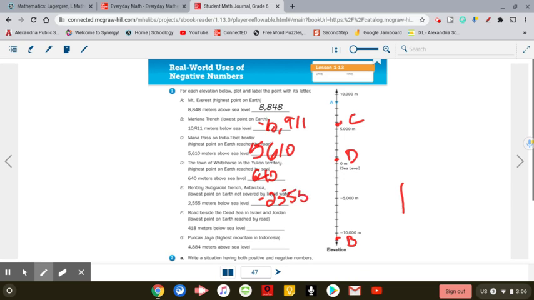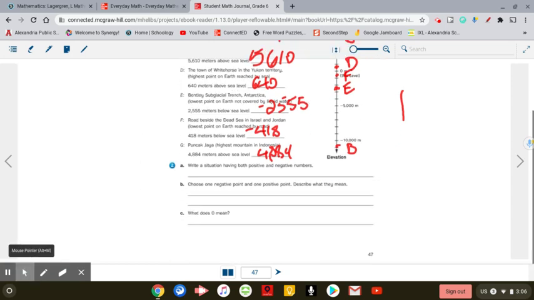2,555 below sea level will be somewhere right in there. 418 below would be somewhere in there. And 4,884 above would be in there. Then you can see, just make sure they're in the right order: C, G, D, F, E, B. So then come up with a situation that has both positive and negative numbers.